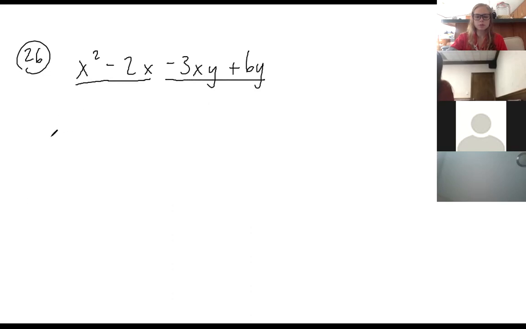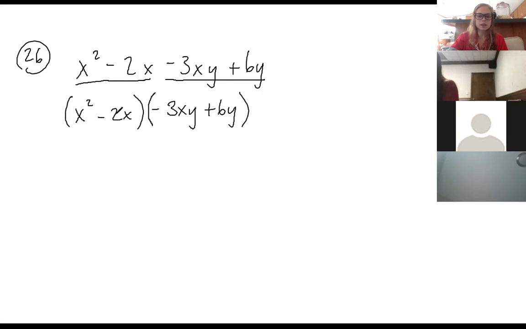Okay, so write it out for me. What's it going to look like? Parentheses and all. Parentheses x squared minus 2x, parentheses, minus 3xy plus 6y, parentheses. Okay, where's the other parentheses? Before the negative. Okay, yes, because we want to put negative 3xy plus 6y.